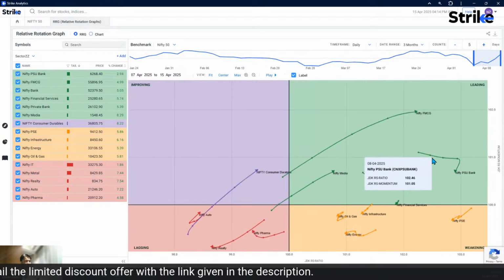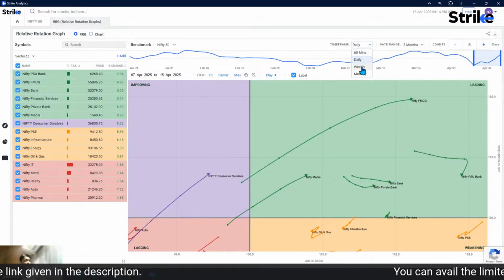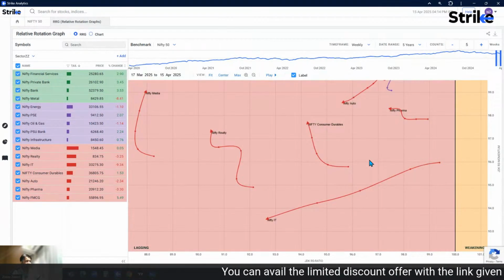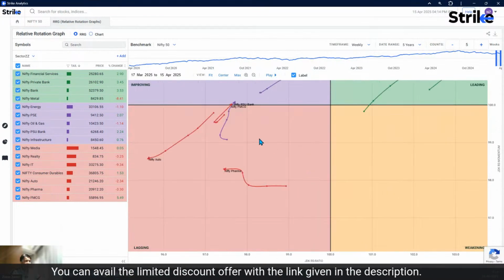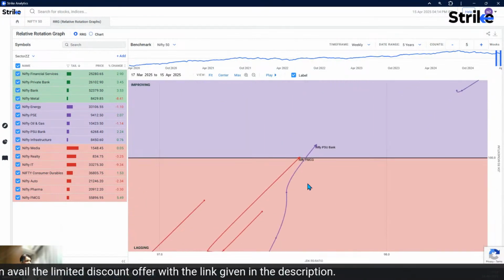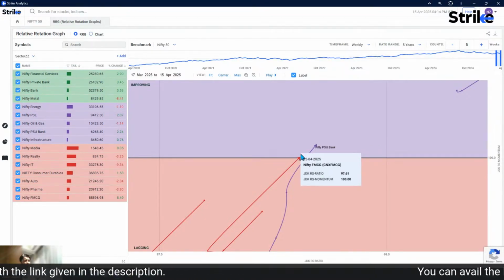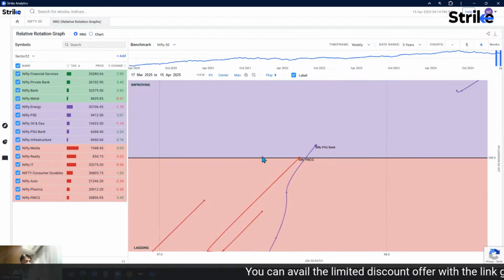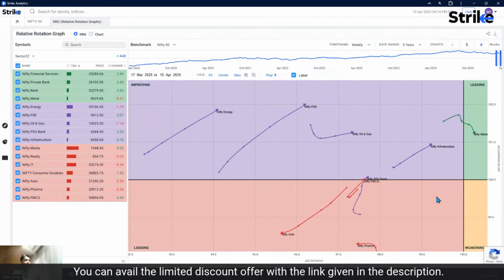FMCG is doing good. So FMCG on the daily chart is in the leading quadrant, but on the weekly time frame chart, you can see that it is just trying to come up. Where is FMCG over here? Yeah, look at this. On the weekly time frame, FMCG is trying to get into the improving quadrant, and on the daily time frame, it is in the leading quadrant. So FMCG is also something that you can look out for some short term movement. All right.